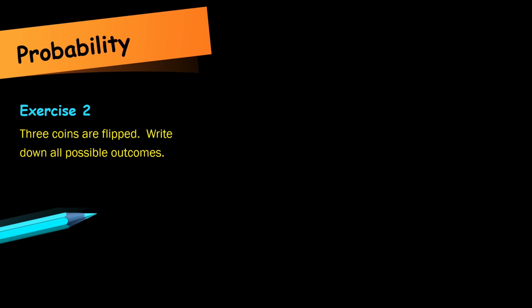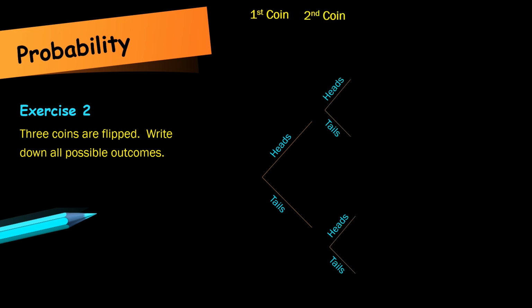And now for exercise 2. 3 coins are flipped. Write down all possible outcomes. So for the first coin, we could have heads or tails. And for the second coin, on each of these branches, we could have heads or tails. And likewise, for the third coin, we could have heads or tails on each of the branches coming out of the second coin flip.